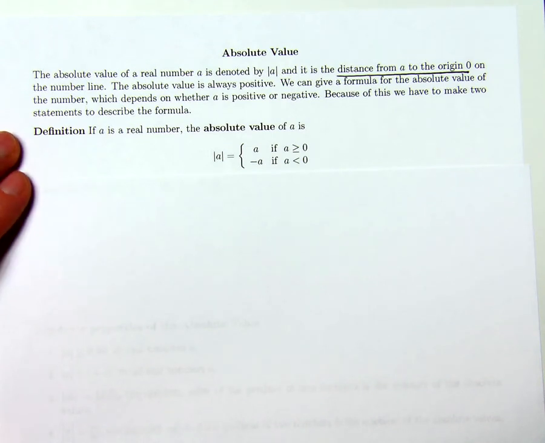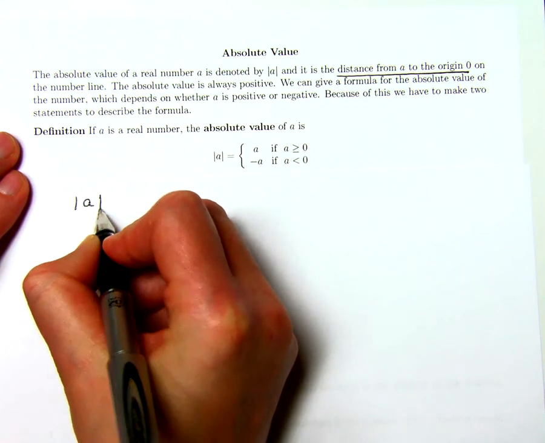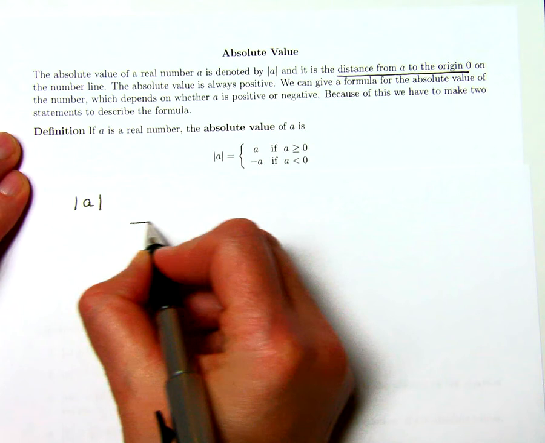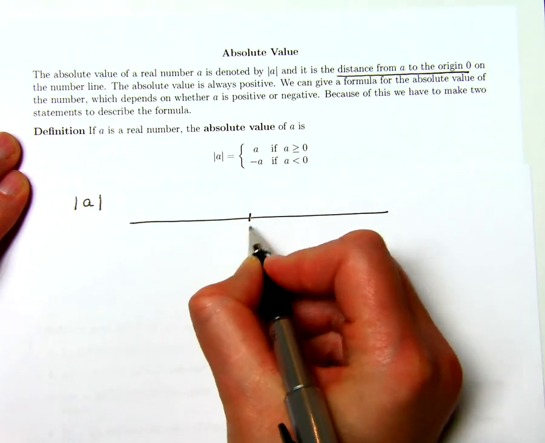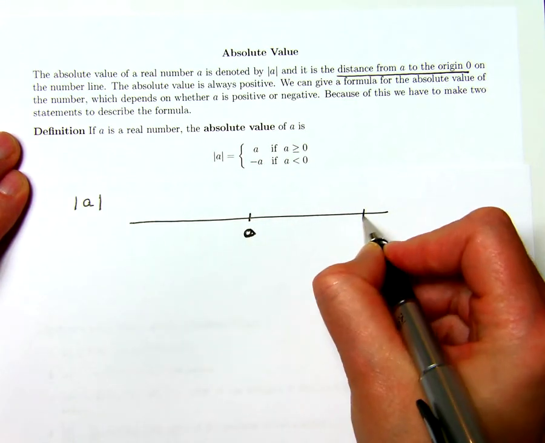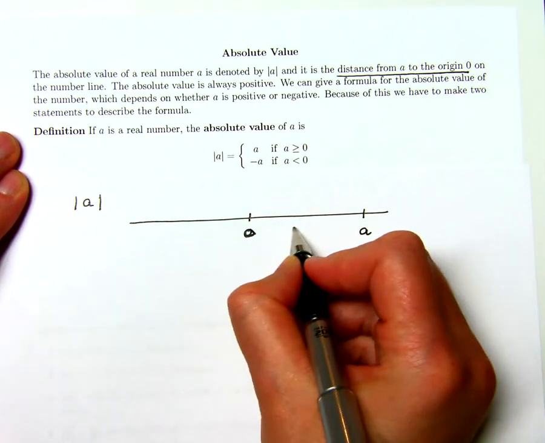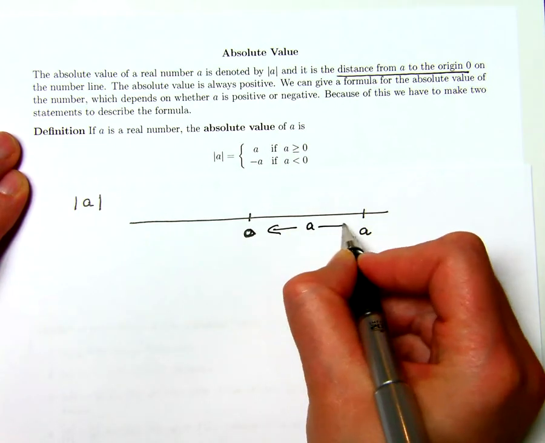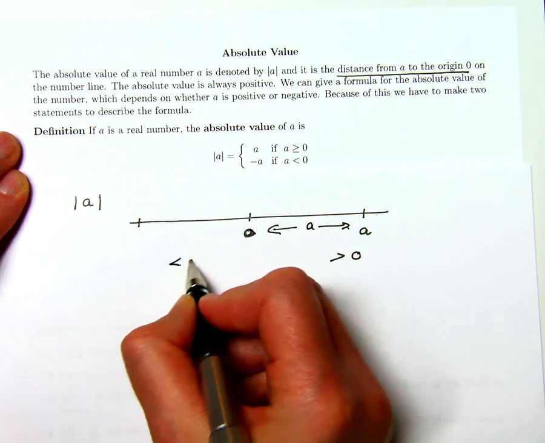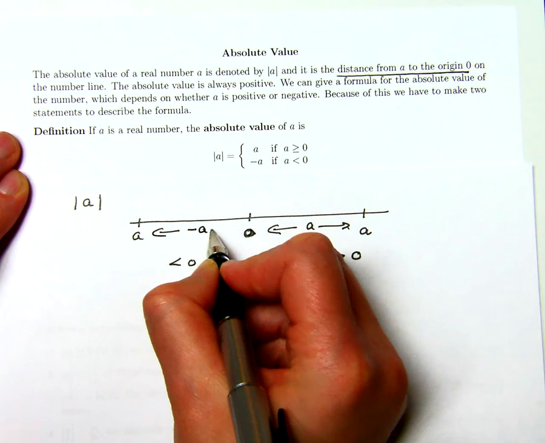Here we look at absolute values. The absolute value of a number a is denoted by this symbol, the absolute value of a, and it's equal to the distance of the point A on the number line from the origin. So there are two possibilities. If a is greater than 0, that distance is a itself. But if a is less than 0, then that distance is negative a.